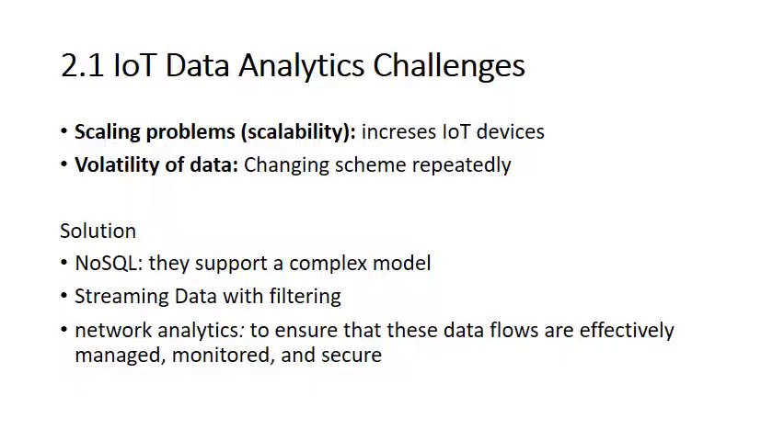There are so many solutions here. The first one is to use NoSQL, as we already learned in BDA. What is the use of NoSQL and how can we stream the data with filtering? While streaming, we have to filter the data and remove the unwanted data. That is what we call streaming data with filtering. And the last one is network analytics. We have to analyze the network and its communication aspects, manage, monitor, and look at the security aspects of the network.